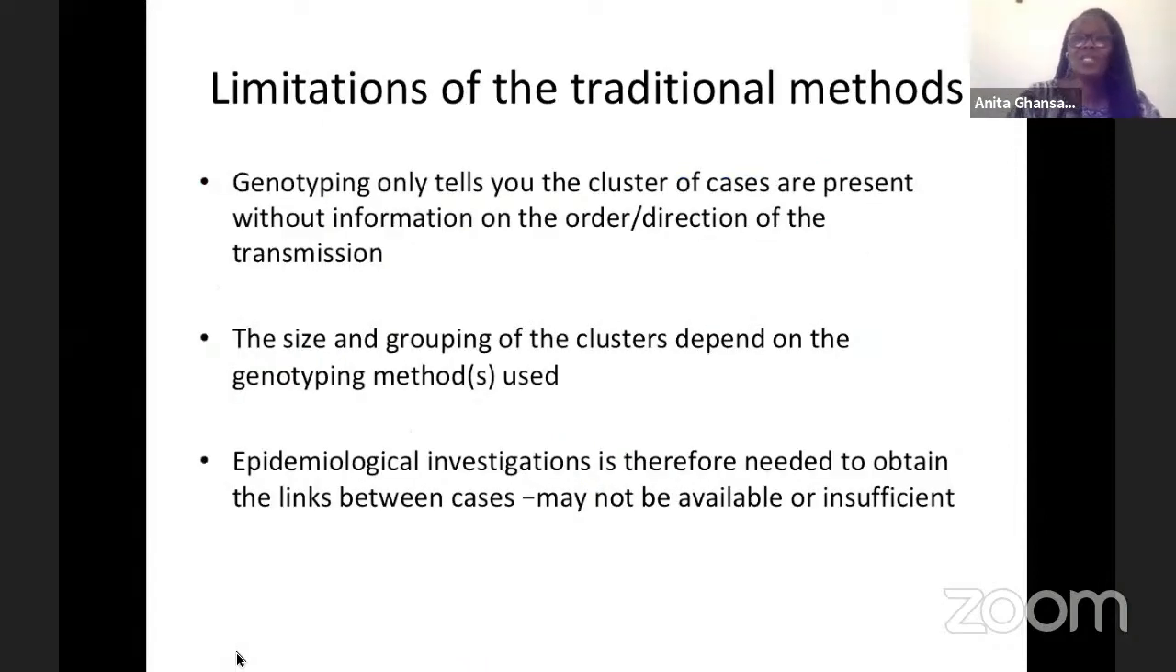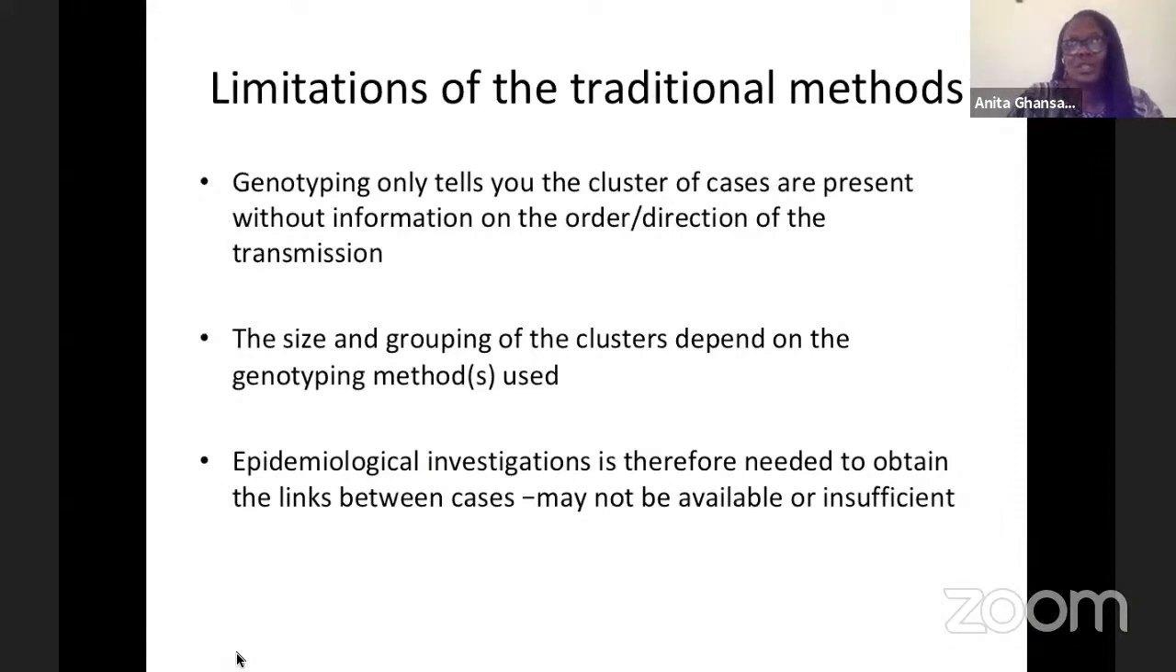Now, there are limitations to these traditional methods. The genotyping that we do in the molecular epidemiology may only tell you the clusters of cases that are present without much information on the order or the direction of the transmission. And the size and grouping of the clusters will depend on the resolution of the genotyping method.